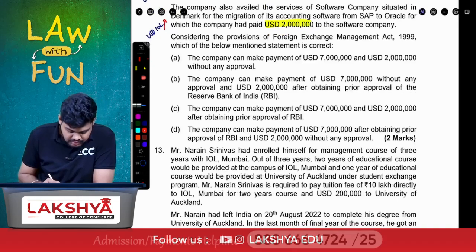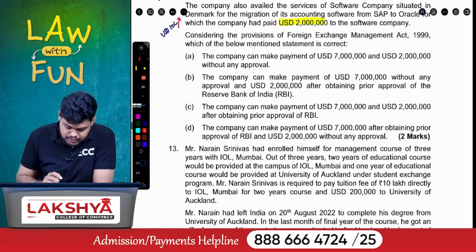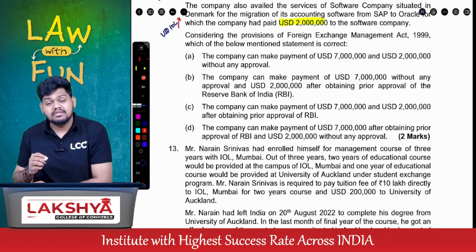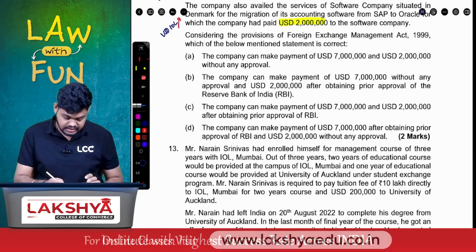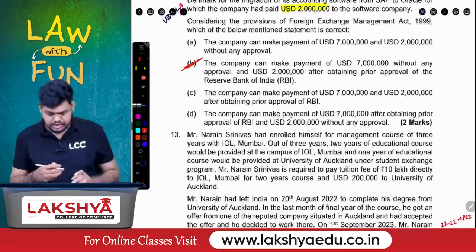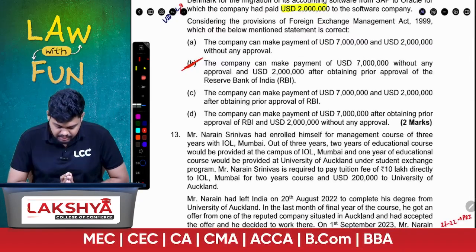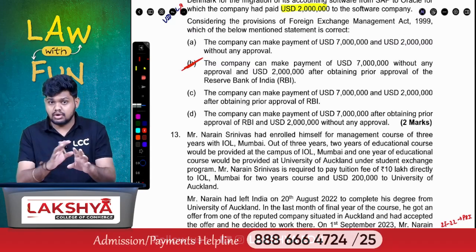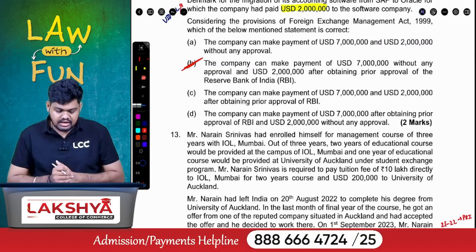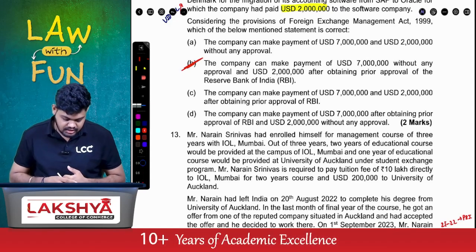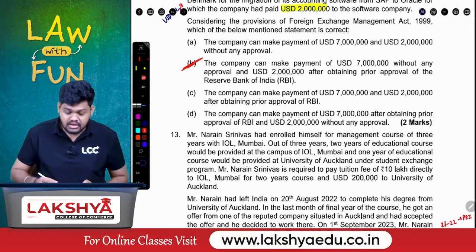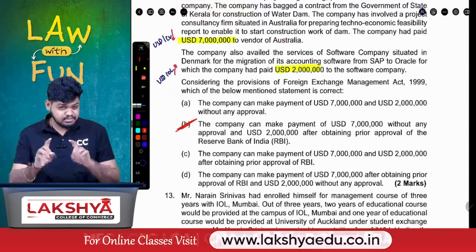Second option, the company can make payment of US dollars 70 lakhs without any approval and 20 lakhs after obtaining prior approval of RBI. That's the right answer, but let's go through the other options to make sure it is right. The company can make payment of 70 lakhs and 20 lakhs after obtaining prior approval. No, 70 lakhs did not require approval. And the last category, company can make payment of 70 lakhs after obtaining prior approval of RBI and 20 lakhs without approval. No, the option B was for the purpose of infrastructure project.